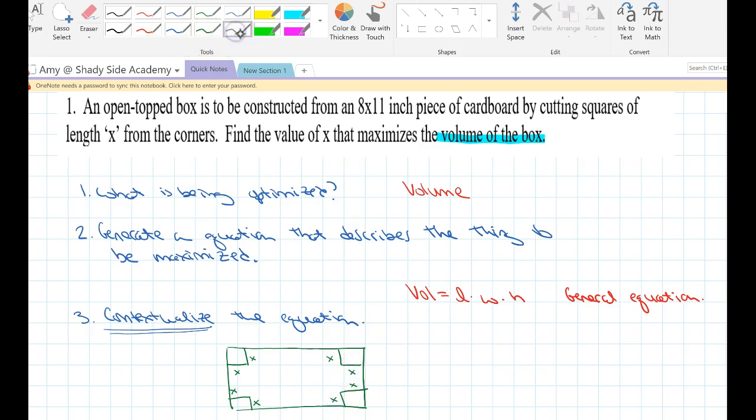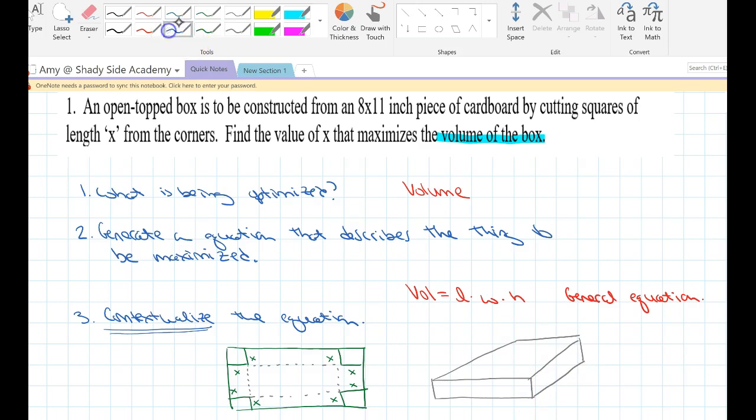Well, when you cut squares of length x, you create these fold lines, I guess, because you can fold the flaps up. And what ends up happening is when we fold the flaps up, you get an open-topped box, right? Hence the emphasis on the open top part of it. We get this box here, okay?